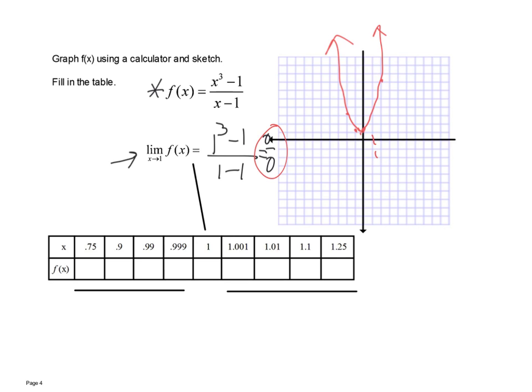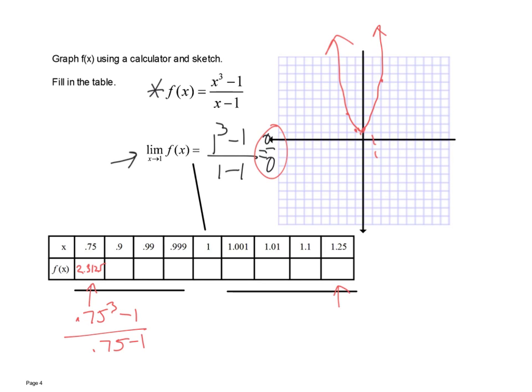Well, 0.75 is pretty close to 1, so we're going to fill in this table down here. Let's go ahead and put 0.75 into our function and figure out what the value of the function is near 1. I want to do this quick calculation. So that value is 2.3125.